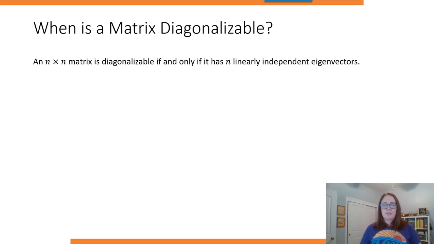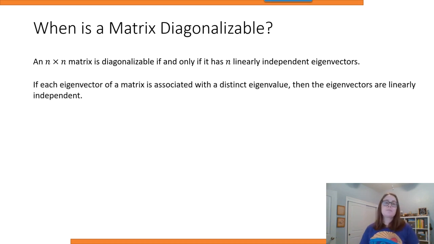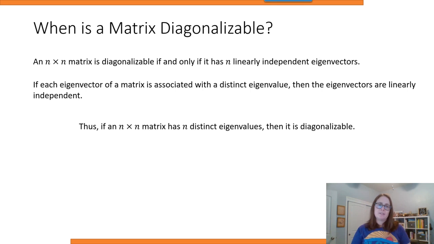Okay, so linear independence is the part that should be a little bit familiar. So if I get all the eigenvectors and it turns out they're linearly independent, then that means my matrix will be diagonalizable. Now, if the eigenvectors of a matrix are associated with distinct eigenvalues, then the eigenvectors are linearly independent. So for each eigenvector, it has a different eigenvalue, then I know they will be linearly independent. So this gives us a nice test that works in a lot of cases.